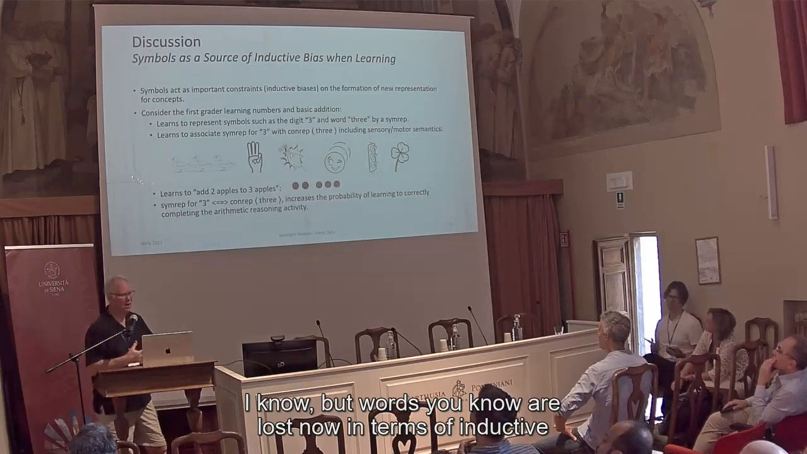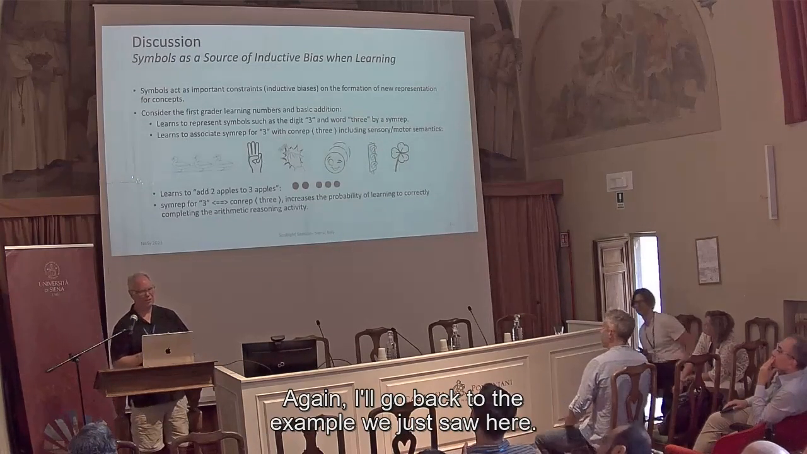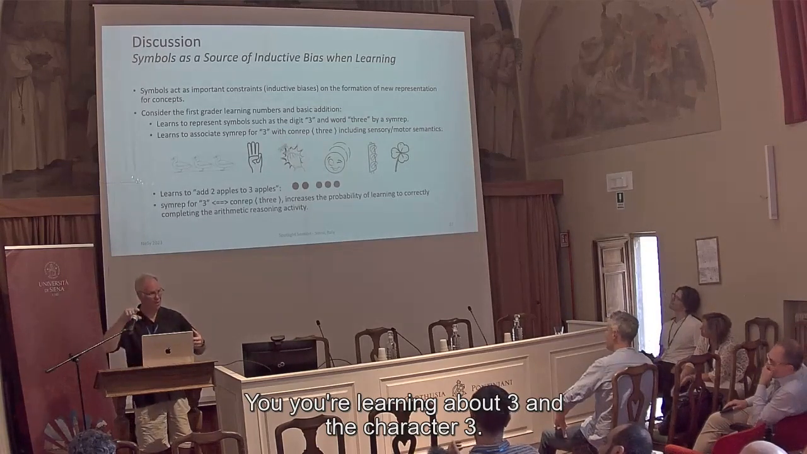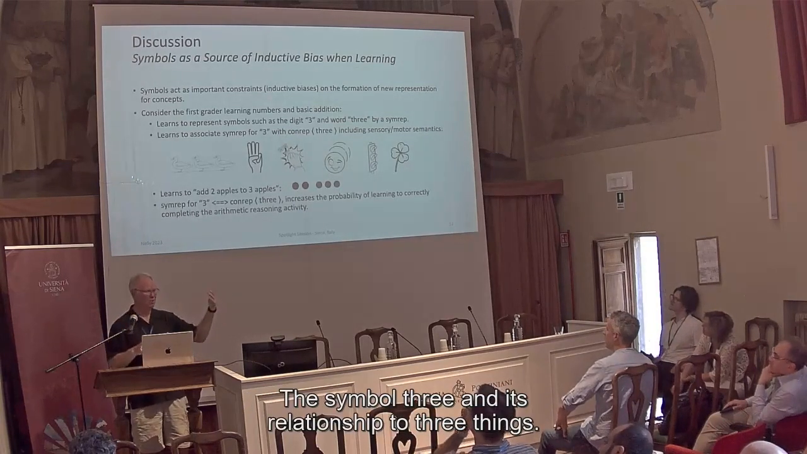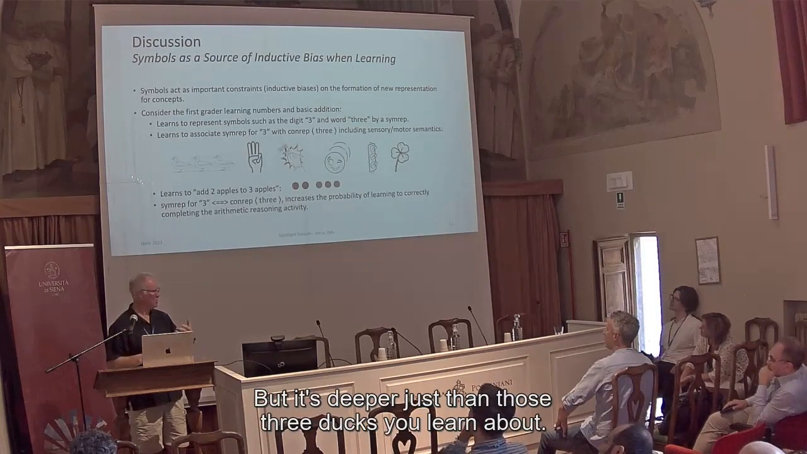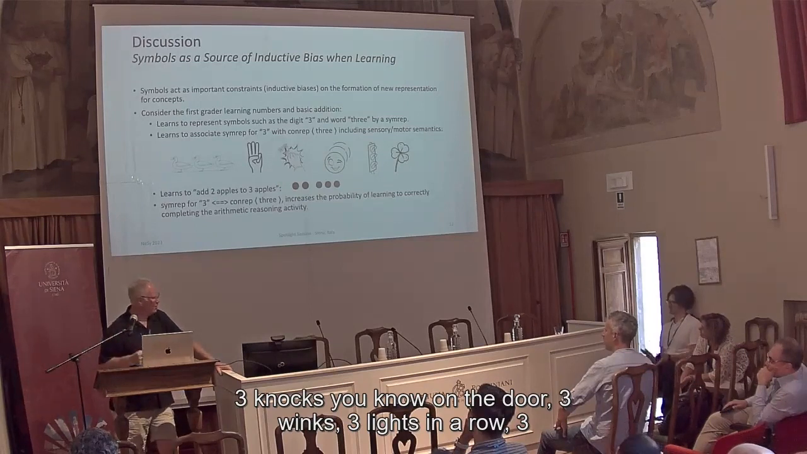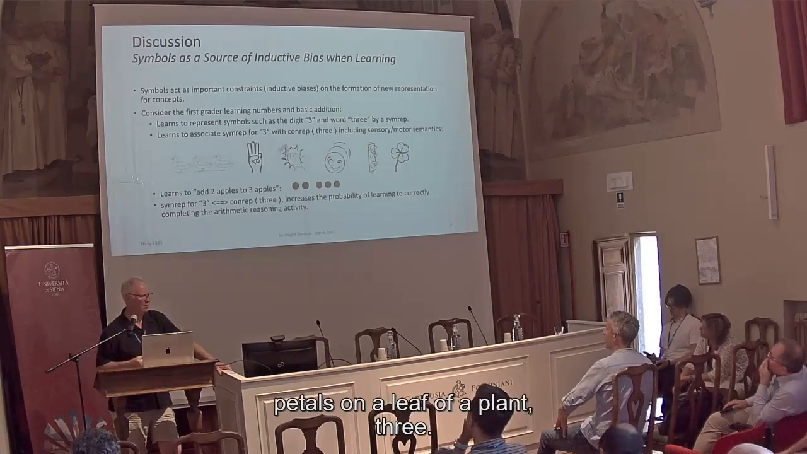Now, in terms of inductive bias, again, I'll go back to the example we just saw here. You're learning about 3 and the character 3, the symbol 3 and its relationship to 3 things, but it's deeper than just those 3 ducks. You learn about 3 knocks on the door, 3 winks, 3 lights in a row, 3 petals on a leaf of a plant.